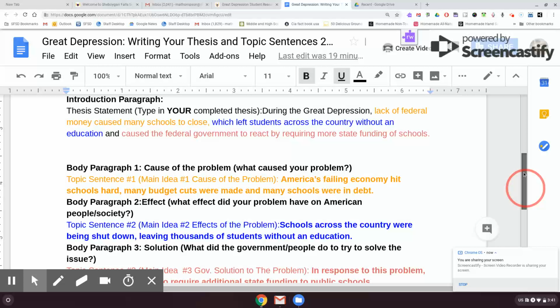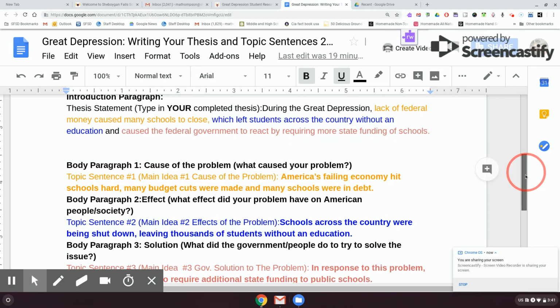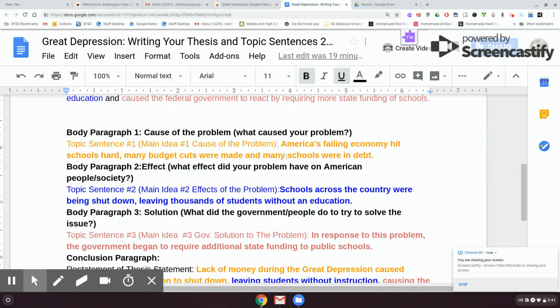So I look here in orange for my thesis. It says lack of federal money caused the schools to close. Here's my cause sentence for my body paragraph about cause: America's failing economy hit schools hard. Many budget cuts were made and many schools were in debt. It's talking about what I was referring to in my thesis as the cause. It's just expanded upon into a complete sentence.